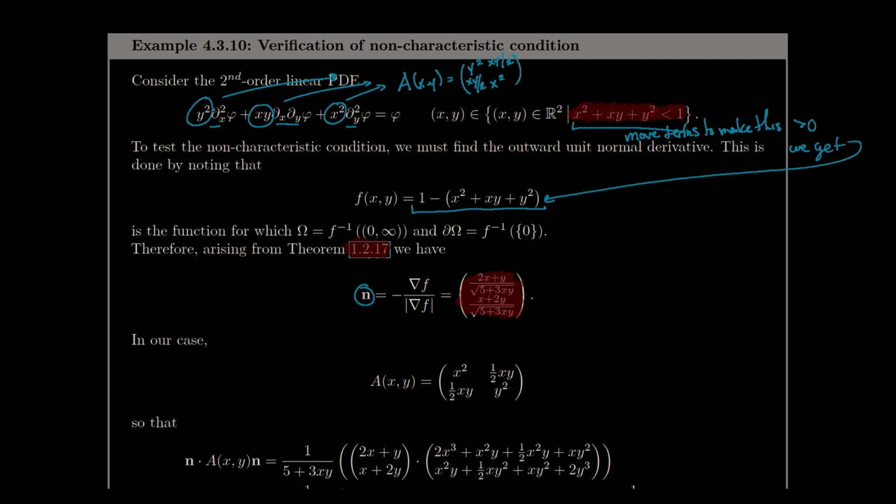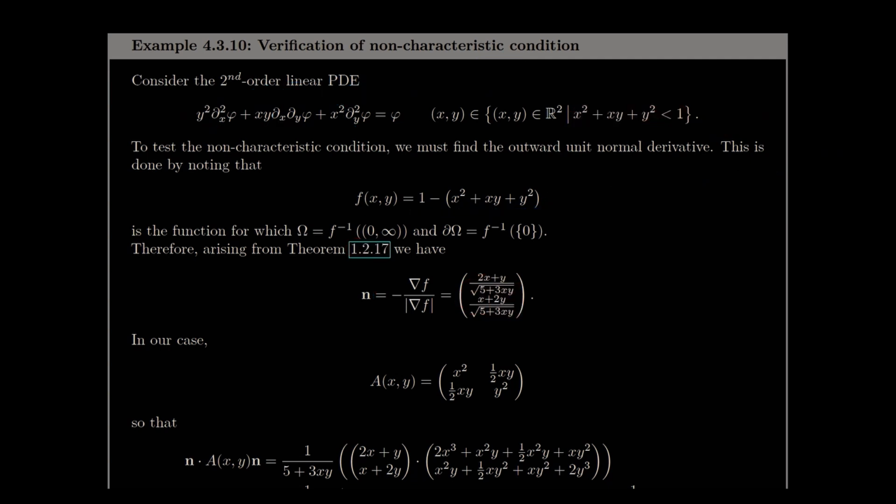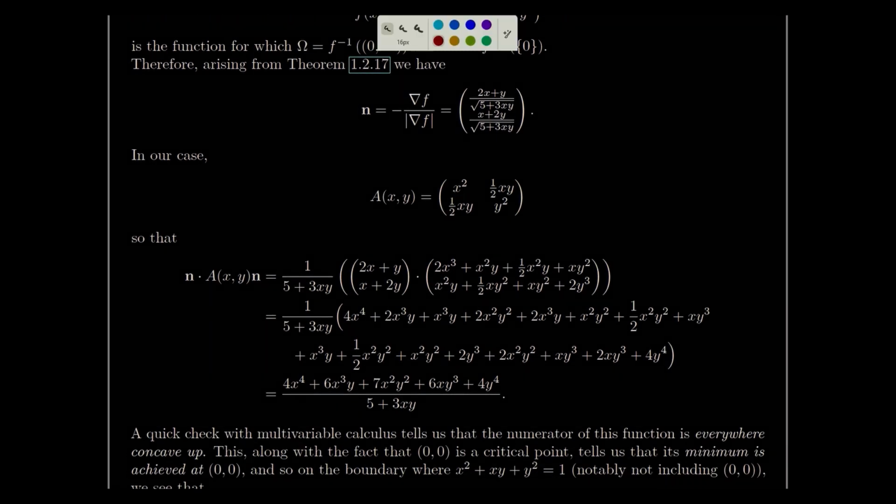And all we have to do from this point onwards, now that we've found A, which I've already mentioned from before, we found A, we found the outward unit normal, we just need to compute n dot A of xy dot n. And you go through that process. It's a matrix on a vector, dot product of vector. Not the world's prettiest process. You've got to sit down and chug along and simplify. This is once again where computer algebra systems can certainly be your best friend. You end up with this function.